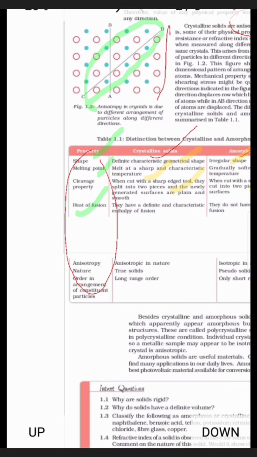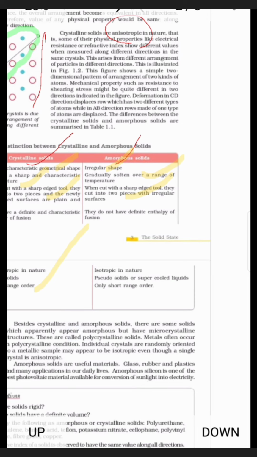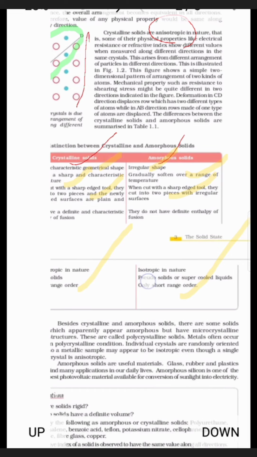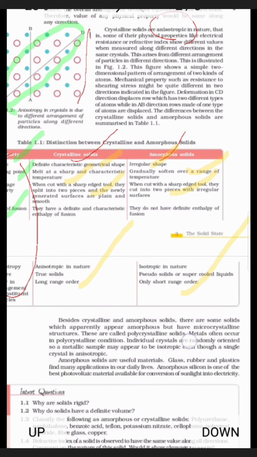And what is the next property? That is anisotropy in nature. In case of crystalline structure, they are anisotropic in nature, but in case of amorphous solids, they are isotropic, or they are called pseudo solids. Clear? So study this table in detail. We can remember all the portions very clearly. Okay. Thank you.